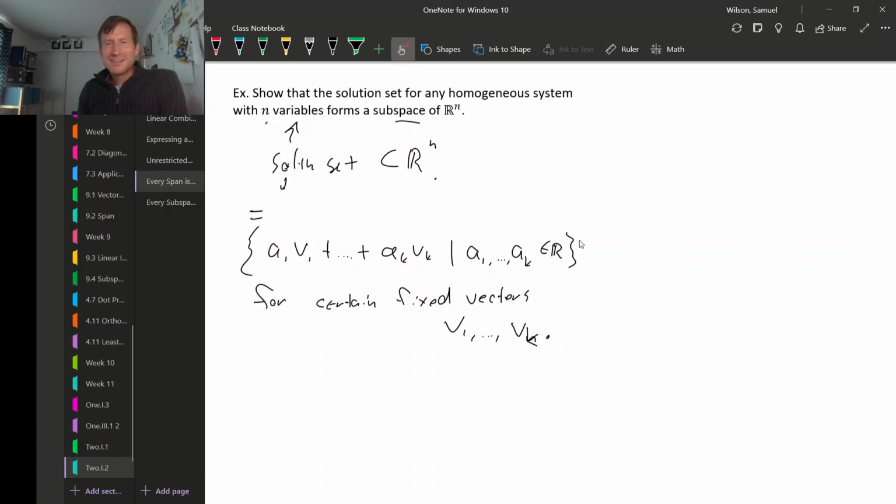All right, but now that we have the vocabulary of linear combinations and span, I hope you immediately recognize that this is just the span of v1 through vk. So this solution set is actually a span of v1 through vk, and so it is a subspace. We already know that every span is a subspace. Well, this is a span, so it's a subspace.